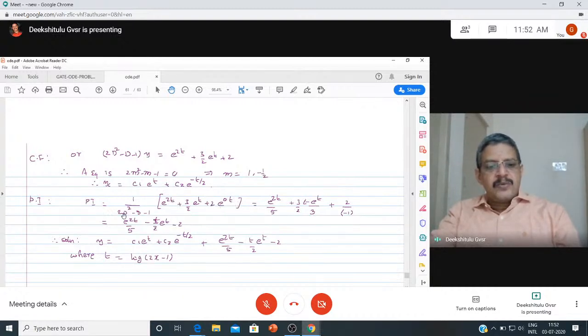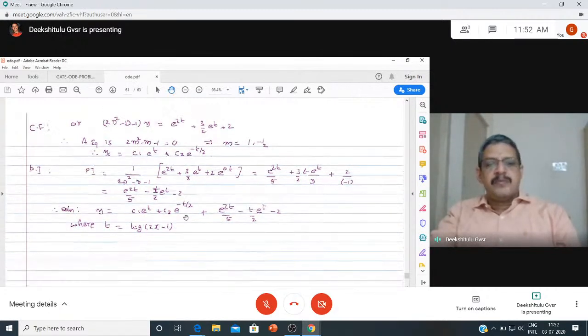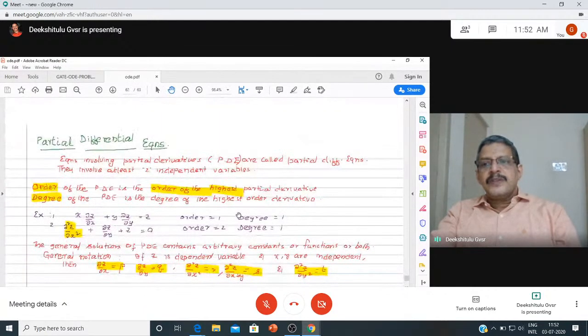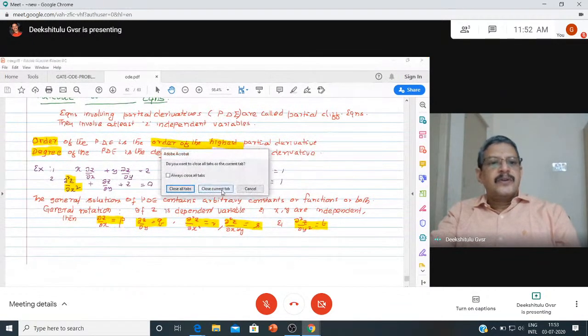So when 1 by 2d square minus d minus 1 operates on e power 0 t, substitute d here, 0 here, then you get minus 1. So that means you get the answer simply. So the y becomes c1 e power t plus c2 e power minus t by 2 plus e power 2t by 5 minus t e power t by 2 minus 2, and then put log t is equal to log 2x minus 1, we get the solution. So with this we conclude the ordinary differential equations.